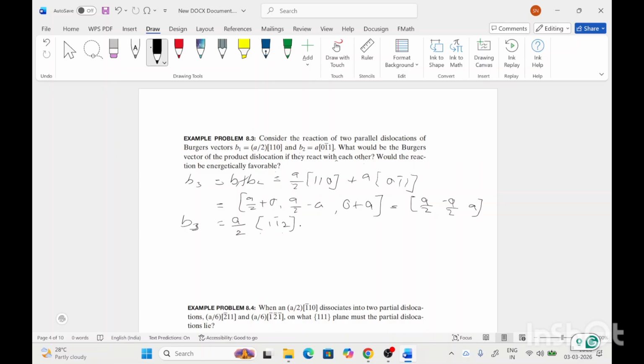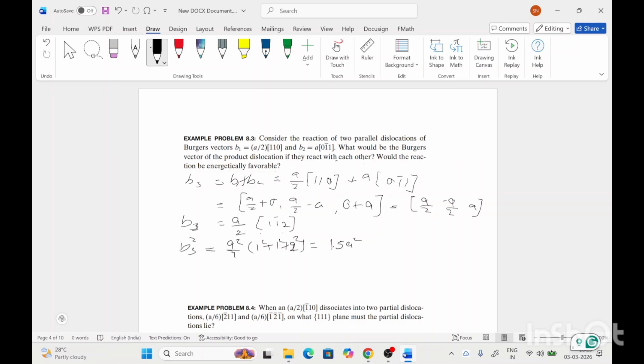So we will first take the square and addition. If we take b3 square, it will be a square by 4, 1 square plus 1 square plus 4, so 2 square. So this will be 6 by 4 and 3 by 2. So this will be 1.5 a square.